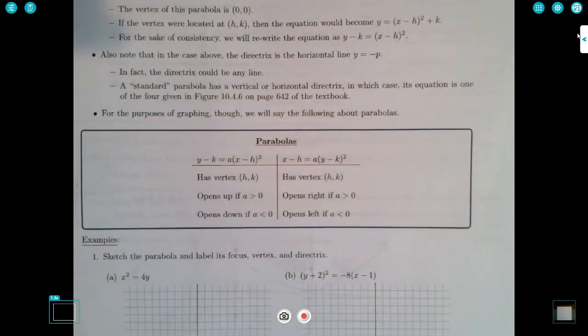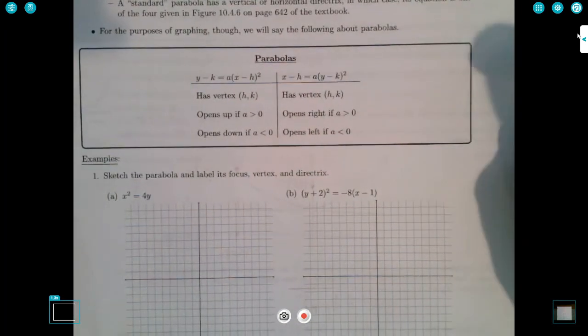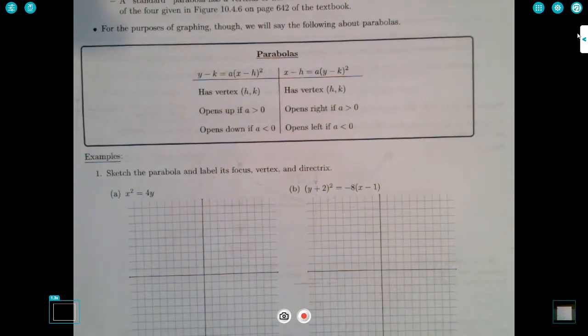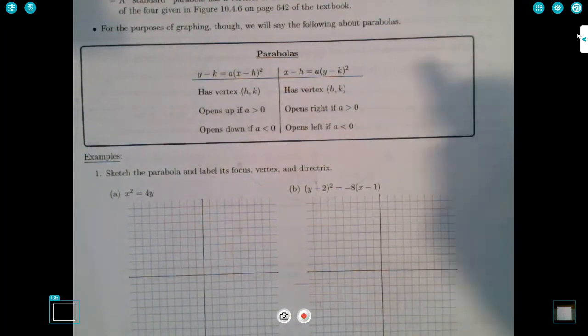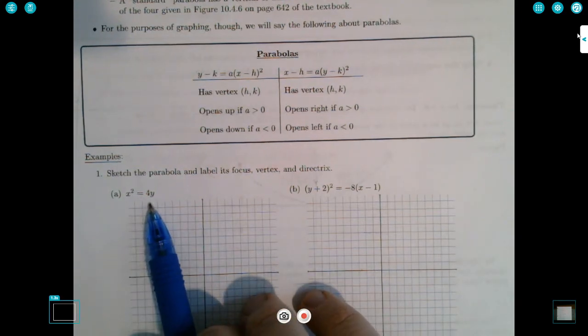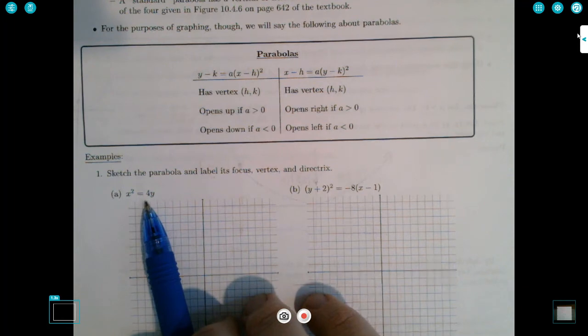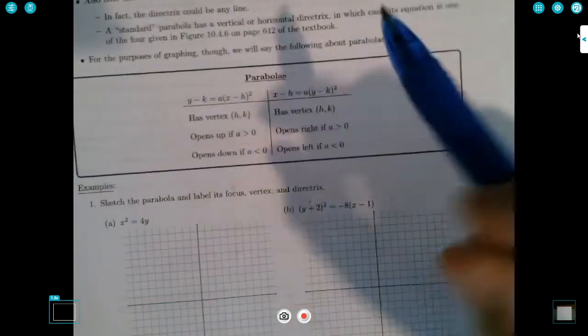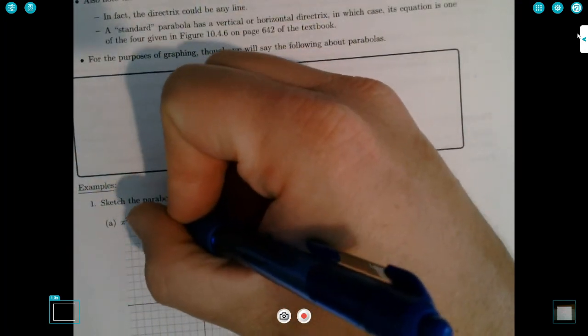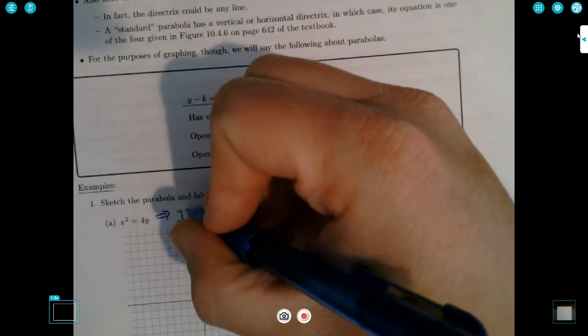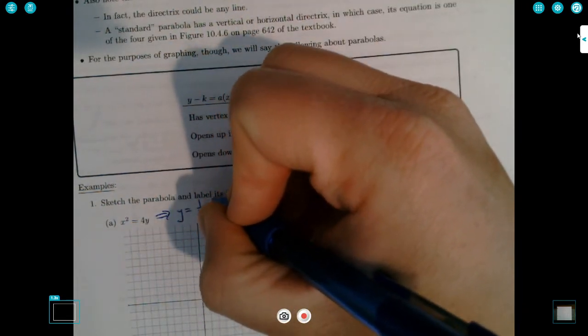So none of this should be news to you. Let's just sketch a couple examples. Sketch the parabola and label its focus, vertex, and directrix. So for x squared equals 4y, I'm going to rewrite this so that it looks like one of these two formats. So this would be the same thing as saying y equals 1/4 x squared.